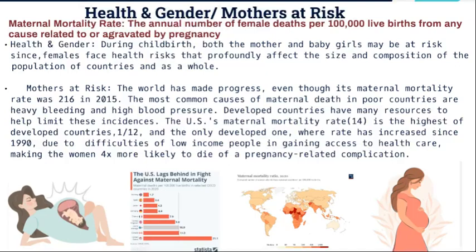Mothers at risk. The world has made progress, even though its maternal mortality rate was 216 in 2015. The most common causes of maternal death in poor countries are heavy bleeding and high blood pressure. Developed countries have many resources to help limit these incidents. The United States maternal mortality rate of 14 is the highest of developed countries, 1 out of 12, and it is the only developed one where the rate has increased since 1990. Due to the difficulties of low-income people in getting access to healthcare, many women are 4 times more likely to die of a pregnancy-related complication.